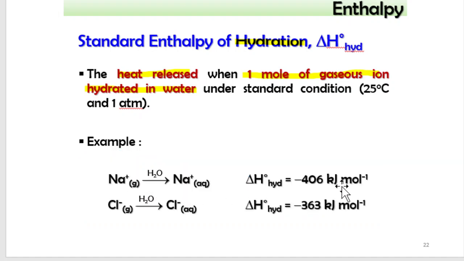Okay, so this is your example, and another example, let's say you have chlorine gas ion and then hydrated in water. Kamu akan form Cl minus ion in aqueous. Okay, and the enthalpy is negative, delta H negative.